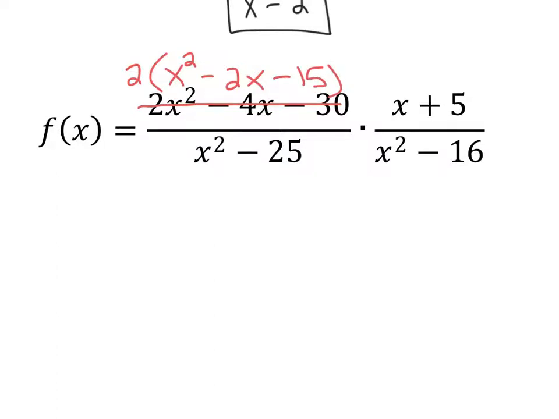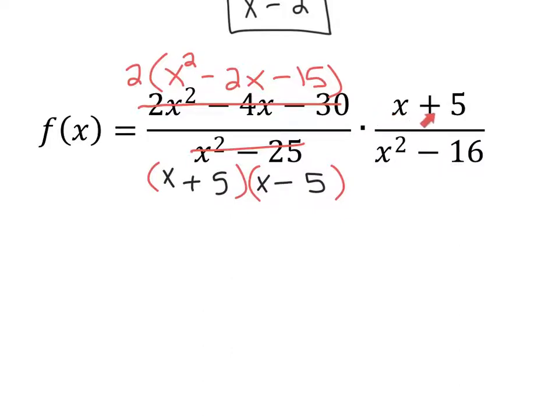My denominator is a difference of squares. If I have a difference of squares, and difference of squares means I can take the square root of both of them and there's a minus sign. The square root of x squared is x. The square root of 25 is 5. And my signs are a sum and a difference.